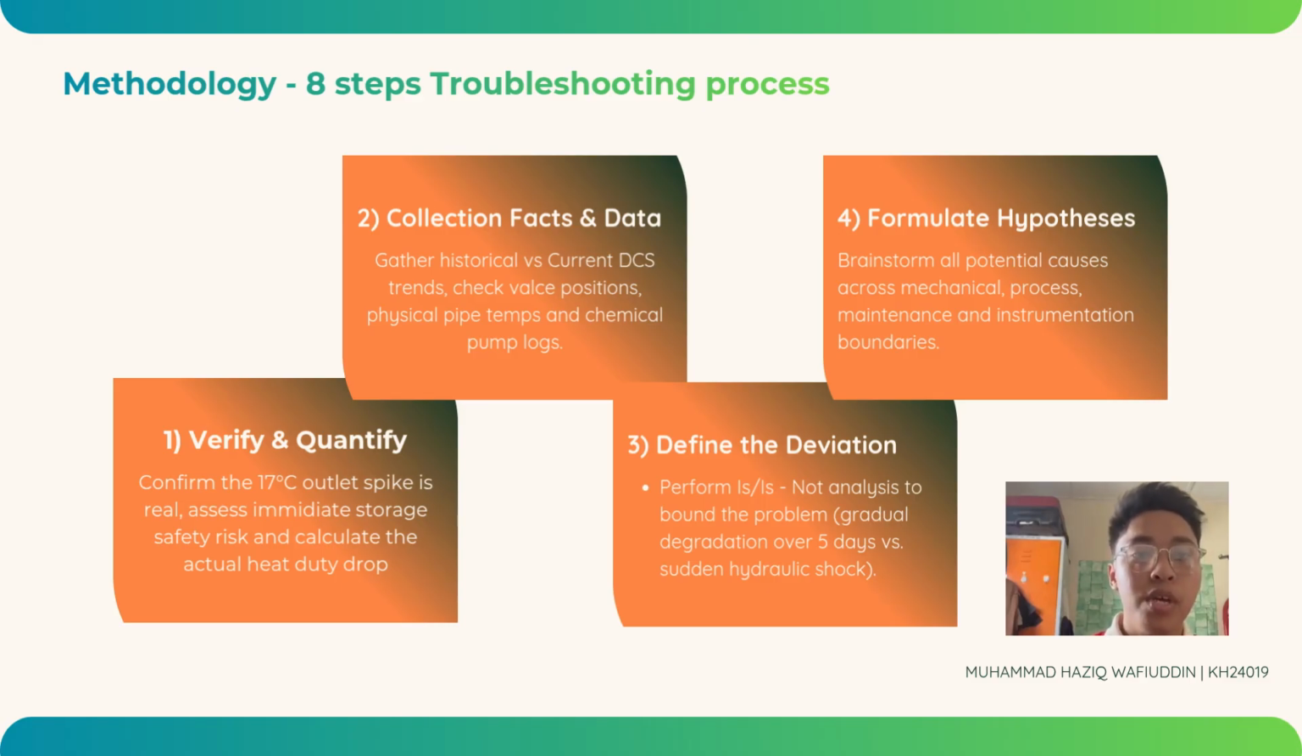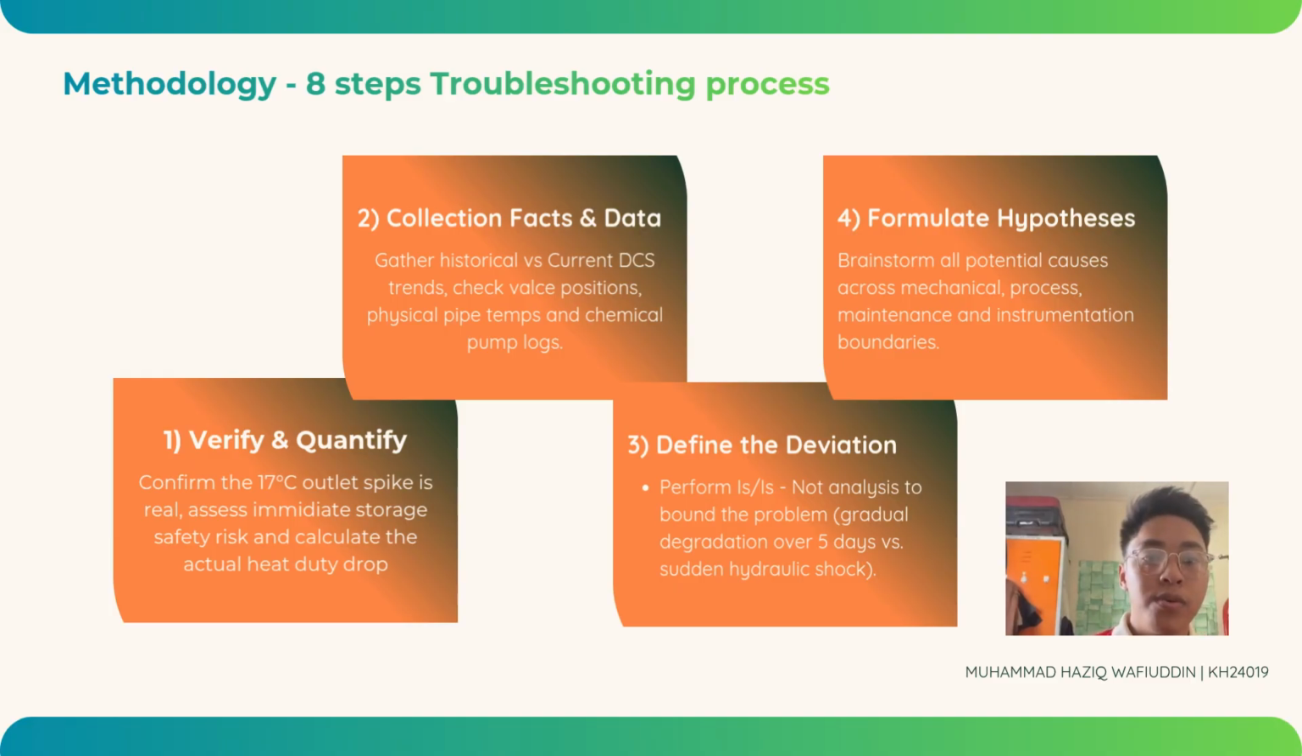To solve the problem, we applied the 8-step troubleshooting process. The first step was to verify and quantify the problem, confirming the temperature increase and assessing the safety risk. Second, we collected the facts and data, including the DCS record, valve position, pipe temperature, and the maintenance logs. Third, we defined the deviation using the IS/IS NOT analysis to understand the nature of the problem.